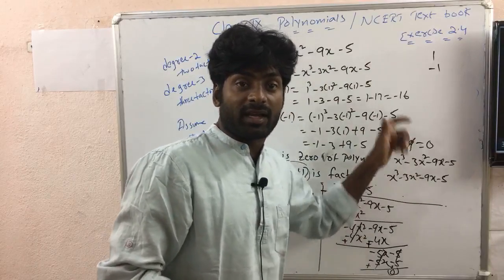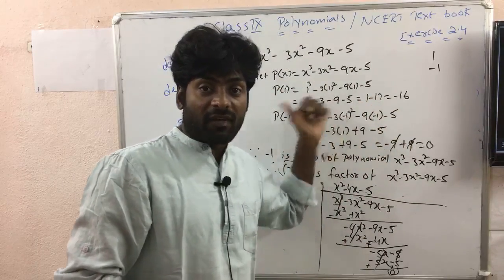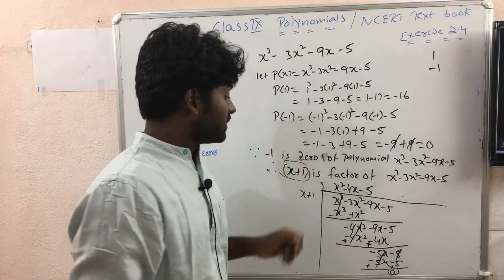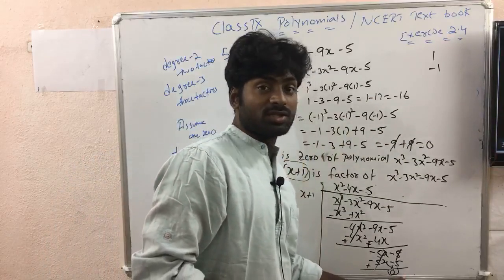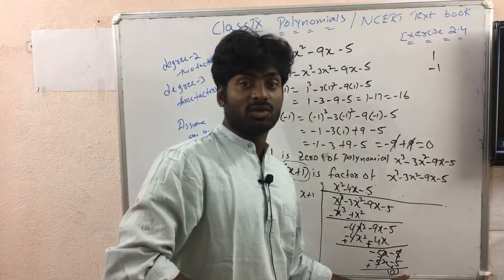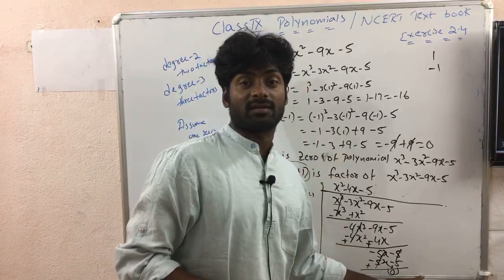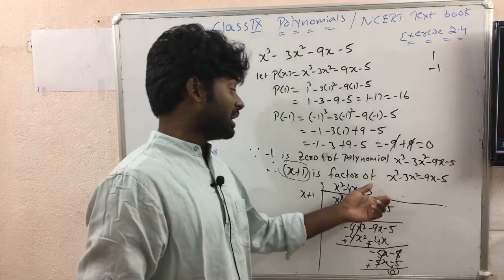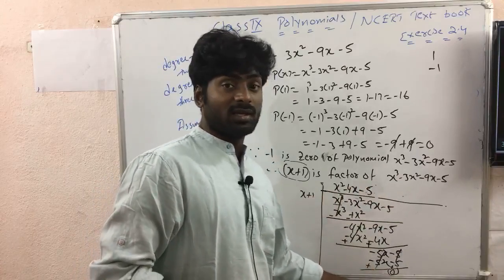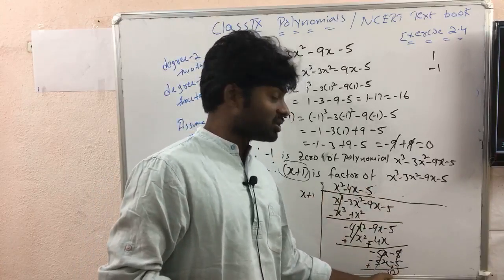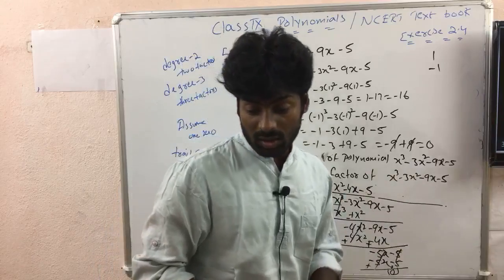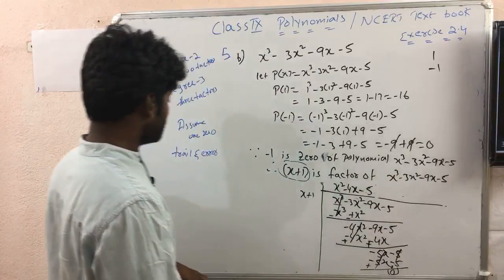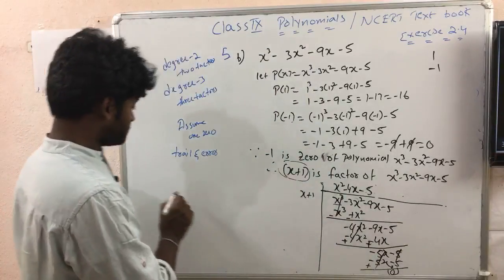When you are dividing any polynomial with its factor, the remainder must definitely be 0. That is the second statement of the factor theorem. Remember that. When you divide any polynomial with its factor, the remainder must be 0. If you are not getting remainder 0, that means you have done something wrong. Okay. Now check once.